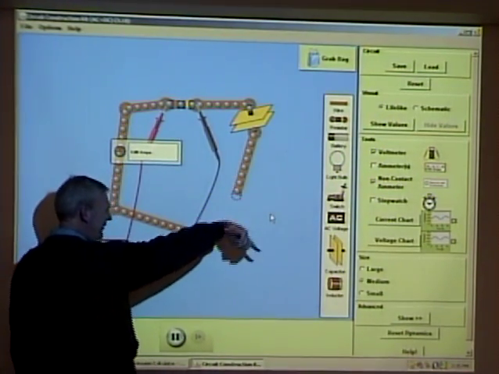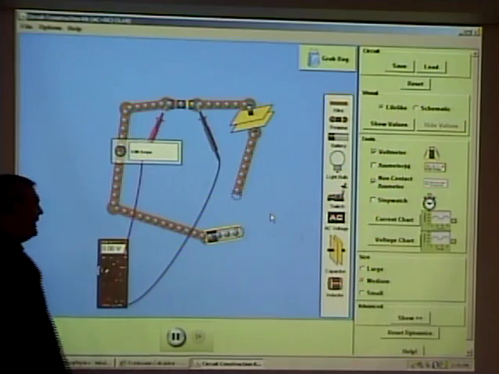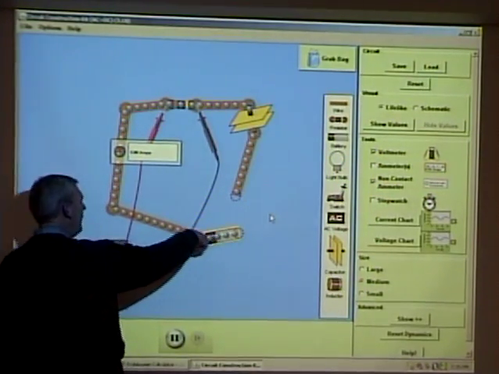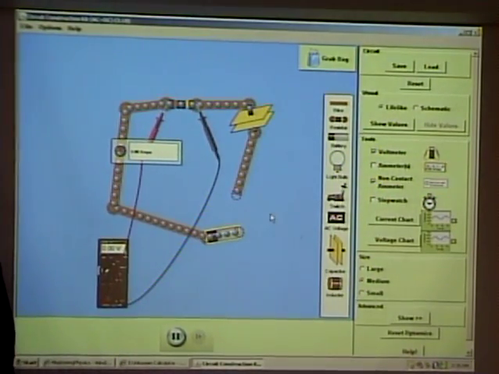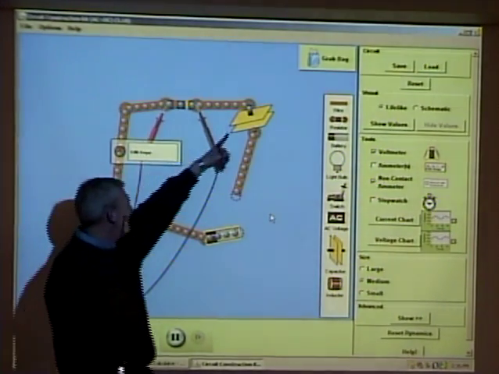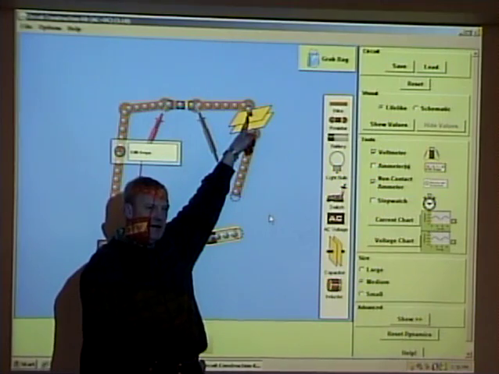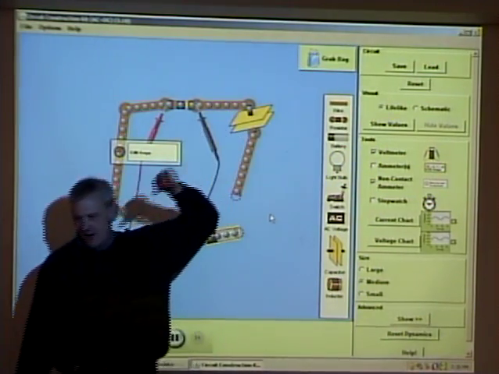I probably should have just put the switch in there. That would have been easier. All right, I'm going to put the switch down here. And what's going to happen is you're going to see the current ramp up. And I'm going to get a bunch of charge collecting over here.